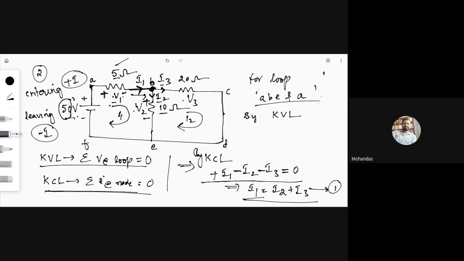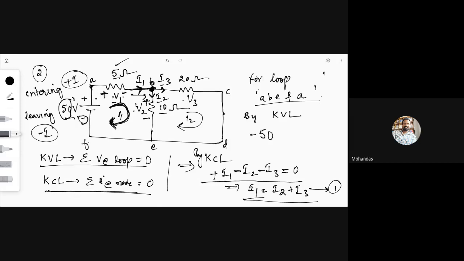While writing this KVL equation, you have to assign the clockwise direction current. And while writing the algebraic sum, you have to consider the polarities of each and every voltage. We follow one thumb rule: if the current is entering at the negative terminal of a particular voltage, you have to treat that voltage as negative. So we assign the clockwise direction of the current here. If the current is entering at the negative polarity, we take minus 50 volts.